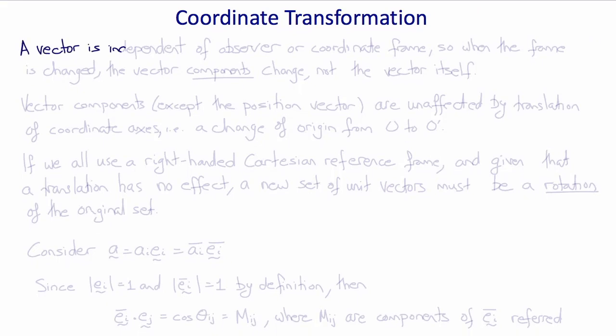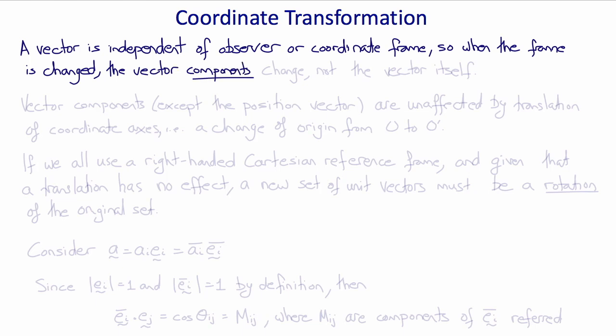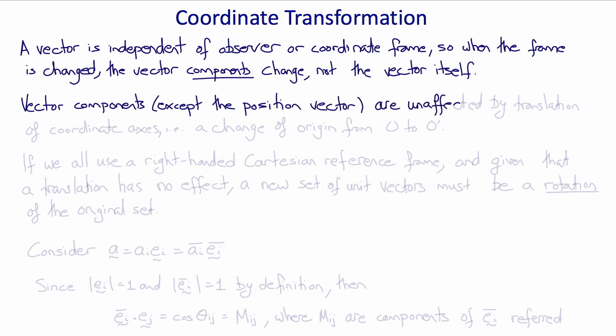Now a vector is independent of observer. It's a physical quantity, and it therefore must be independent of the coordinate system or frame. So when the coordinates are changed, the vector components must change, not the vector itself. Now, with the exception of the position vector, the vector components will be unaffected by a translation of the coordinate axes, i.e. a change of the origin from, say, O to O prime.